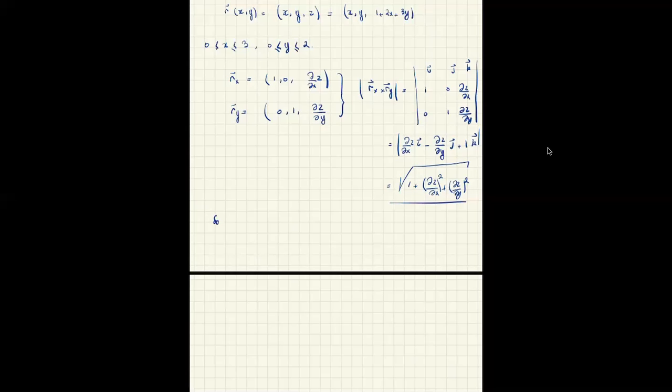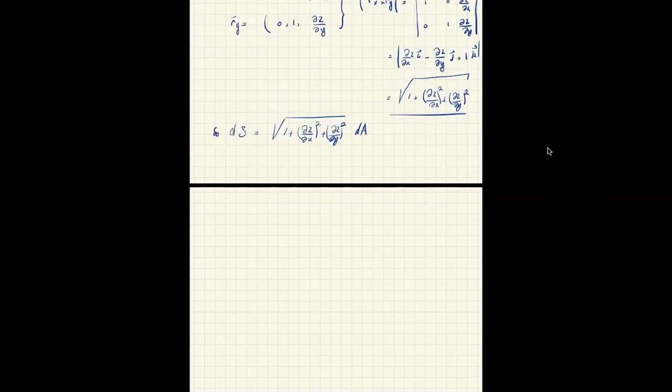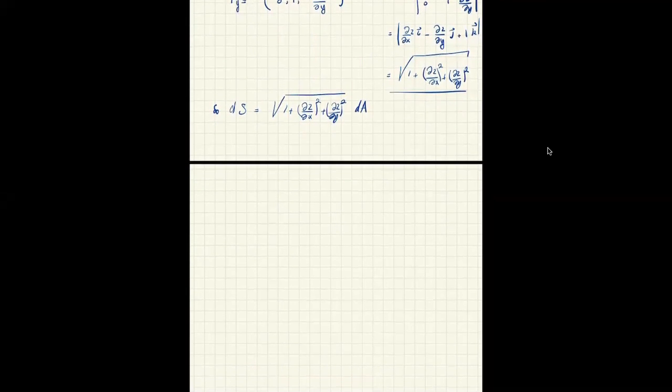But see, the dS is just the element of the surface area, which is, remember, the square root of 1 plus del z del x squared plus del z del y squared, and you have to multiply by dA, and now you have to integrate over the projection on the xy plane. So that's exactly what you can do here. So here dS will be the square root of 1 plus, so what is del z?